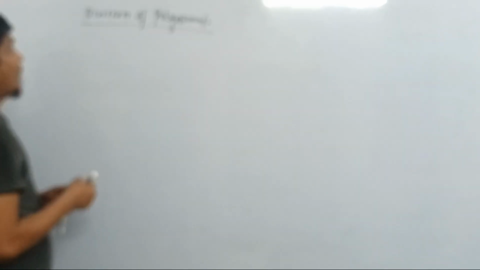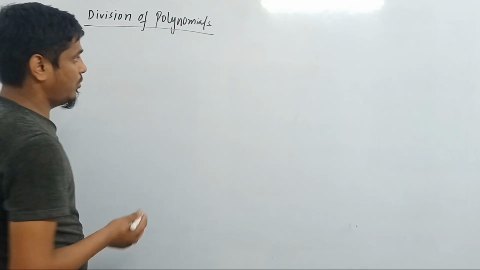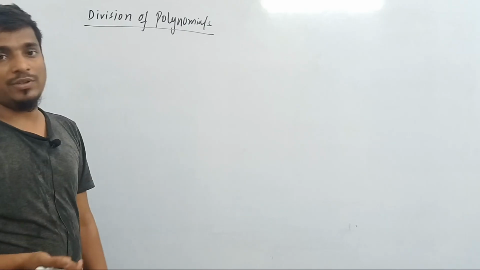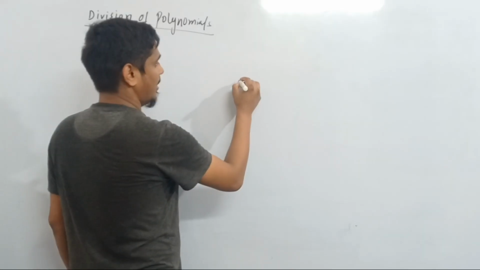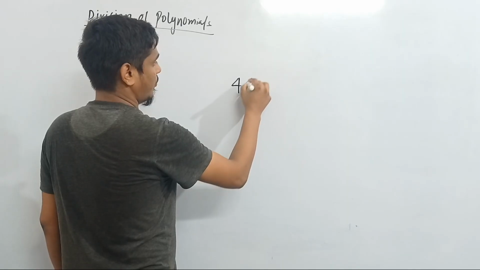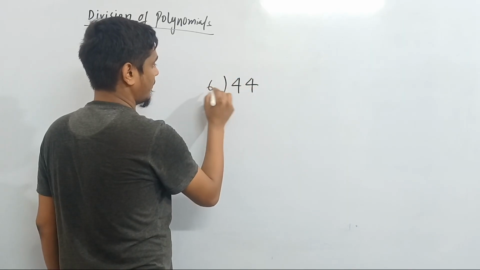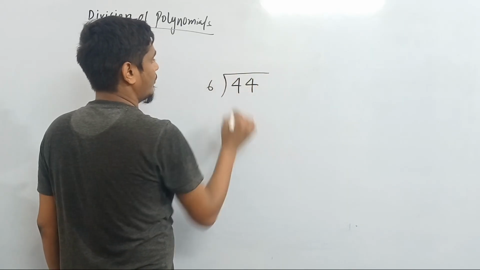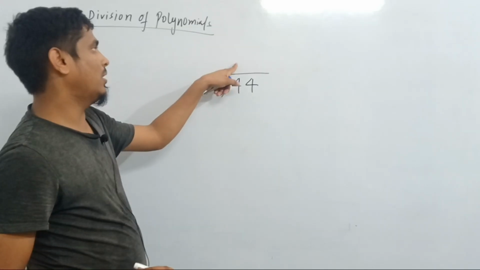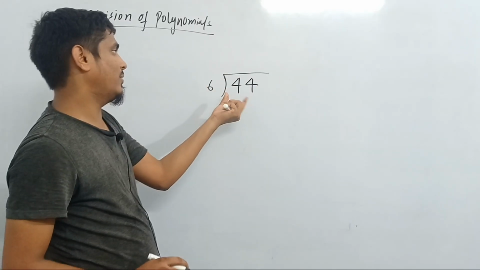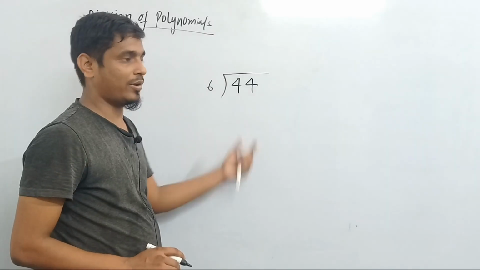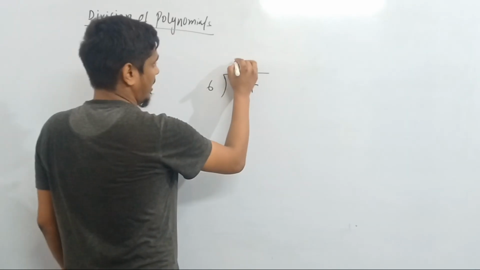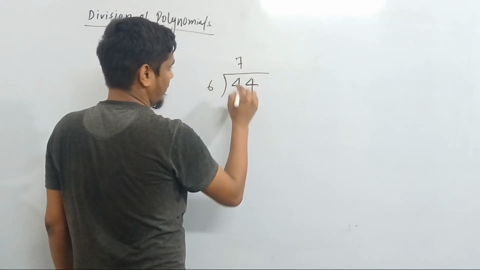For the long division, first let me explore the idea of long division with the help of positive integers. Let me take an example. Let's say I'm dividing 44 by 6. We need to look for a whole number that is going to give a value either equal to this or nearest to this number, right? That is going to be 7. So 7 times 6 is 42.